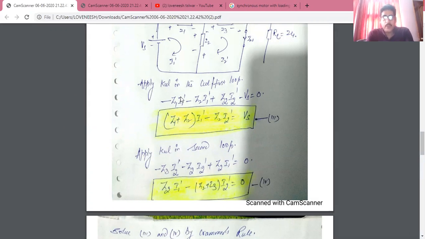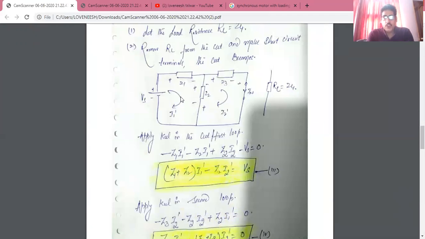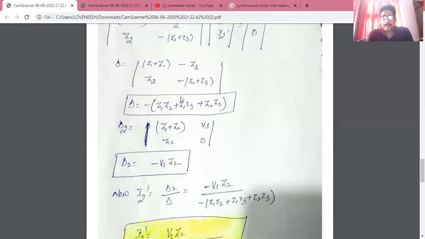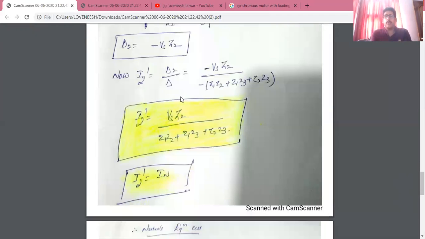I can solve these two equations with the help of Cramer's rule, and when we apply Cramer's rule, we have I2' = Vs Z2 upon (Z1 Z2 + Z1 Z3 + Z2 Z3). And see, this I2 current is basically equal to the IN current, as I can show you in this diagram. This I2' is equal to IN. Therefore, the Norton current IN = Vs Z2 upon (Z1 Z2 + Z1 Z3 + Z2 Z3).